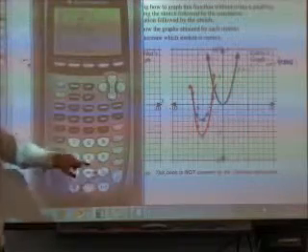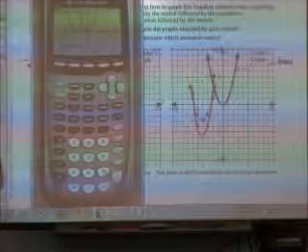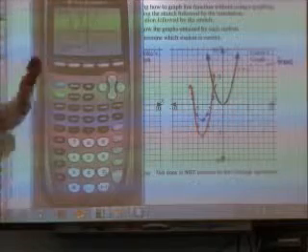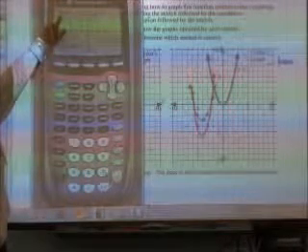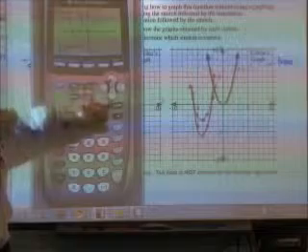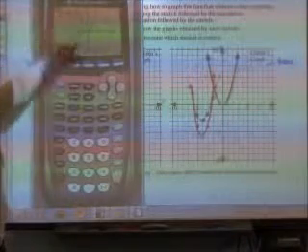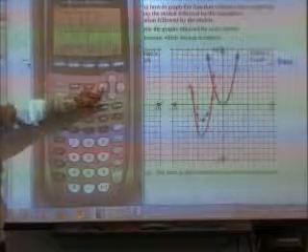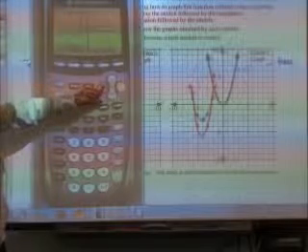So when you press 3, it gives you left bound. Means it wants to be on the left side. Now right now, I'm on the y1. I'm on this graph. If I go down, I jump to my next graph. And then I just have to scroll over.